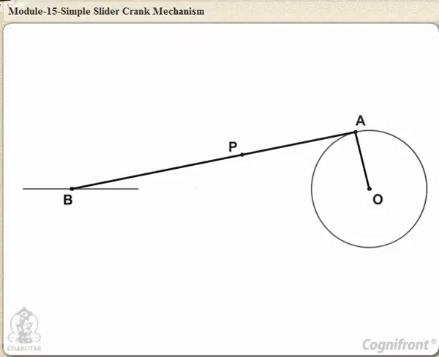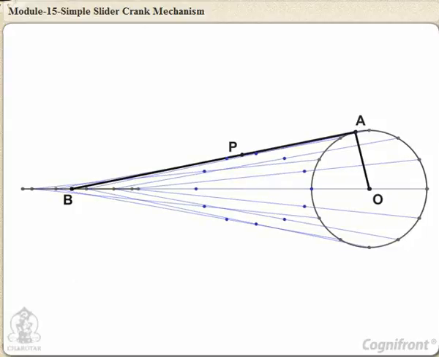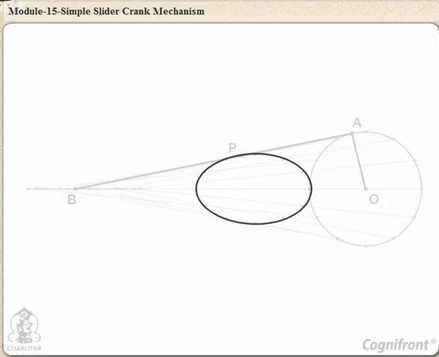1. By assuming various positions of the crank end A. 2. By obtaining the corresponding positions of the end B. And 3. By locating the position of P on the lines joining the first two positions. Finally, a smooth curve drawn through the located points will be the locus of P. The curve obtained is known as coupler curves.